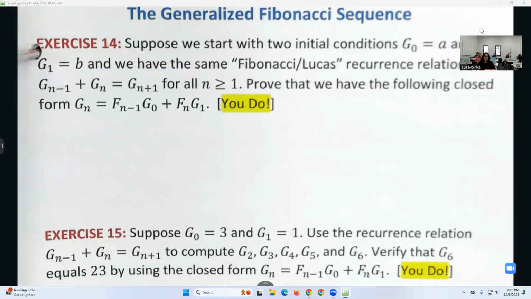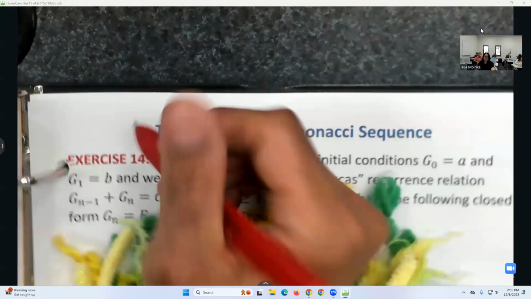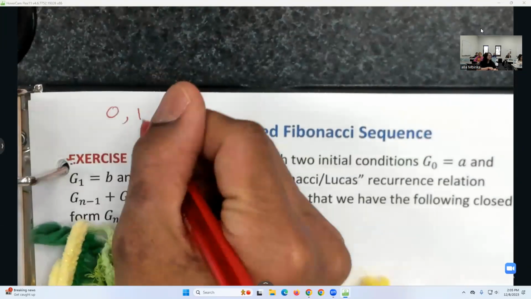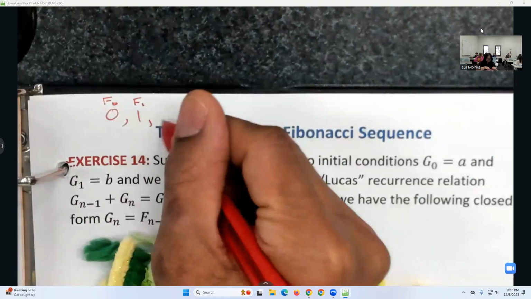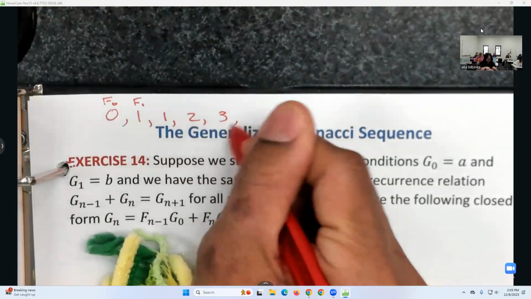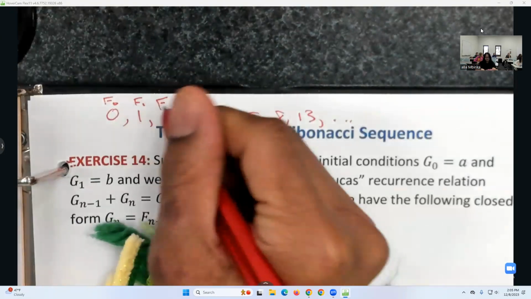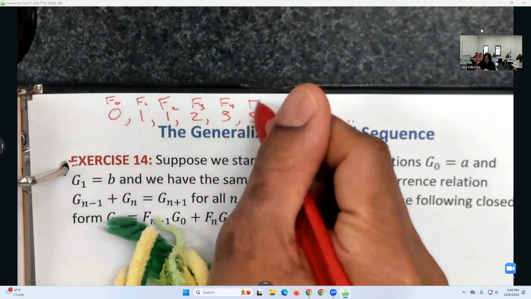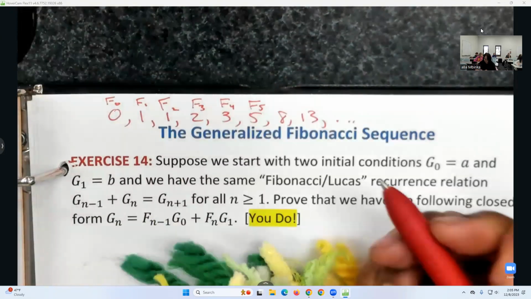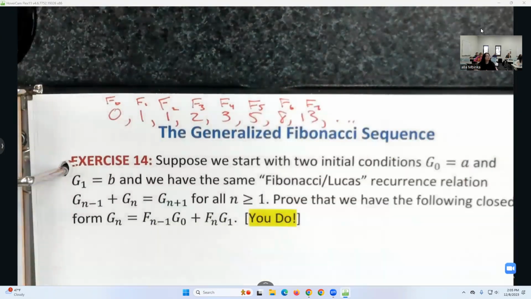Okay. So we had the familiar Fibonacci sequence, where you start with the 0 and the 1, and we get the next term: 1, 2, 3, 5, 8, 13, etc. And those are denoted F0, F1, F2, F3, F4. The way I memorize this is F5 is 5. And then that's F6 and F7, etc.